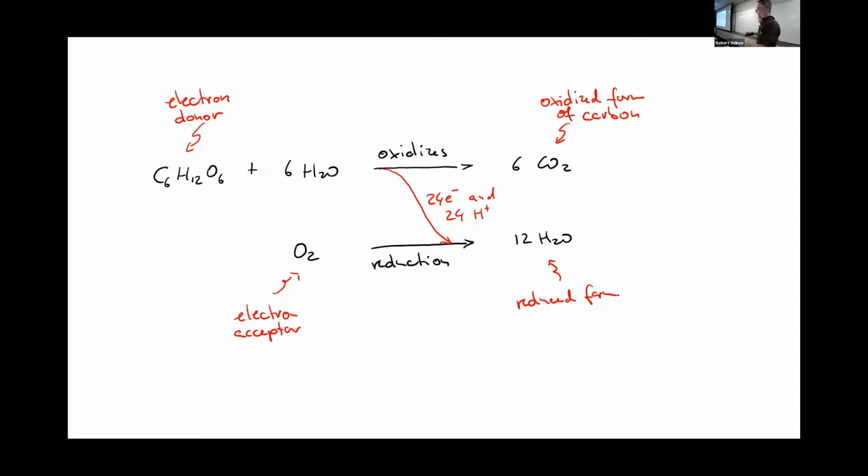And that's basically all that happens here. So the way I've written this out is called half reaction. So we have the oxidizing reaction on the top, the reducing reaction on the bottom. And just as a reminder, they always go together, right? Oxidation, reduction, they don't happen independent of each other.